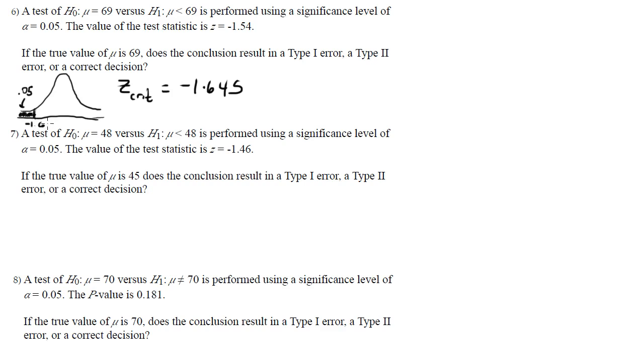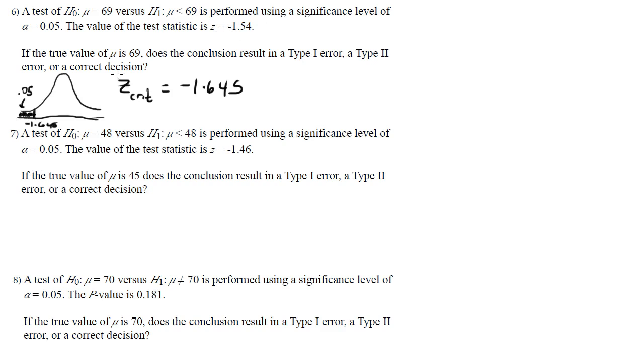Negative 1.645. Now here's what we're testing. If this test value is in this region, that means I reject the null hypothesis. That means that the data supports that the mean is less than 69. So if this value is less than negative 1.645, I reject the null hypothesis. If it's not, if it's somewhere over here, then I don't reject the null hypothesis. Could still be less than 69, but I don't have the data to support it. So either I reject the null or I don't reject the null.